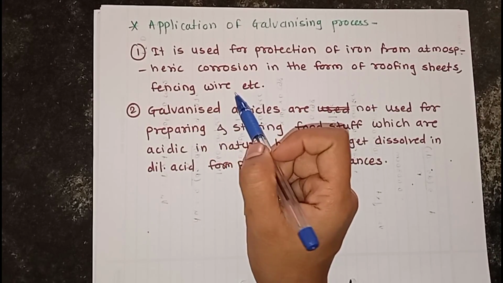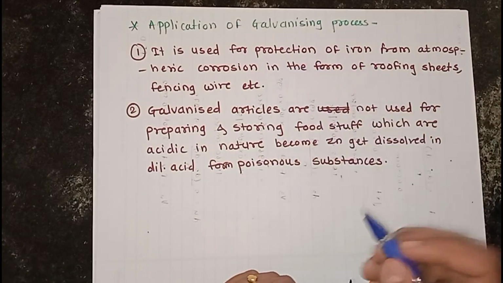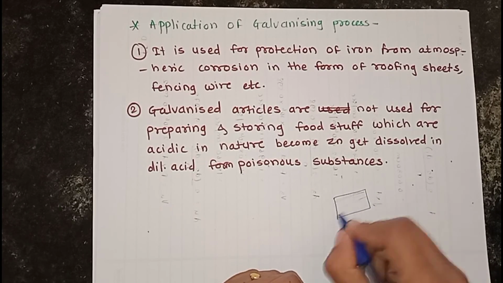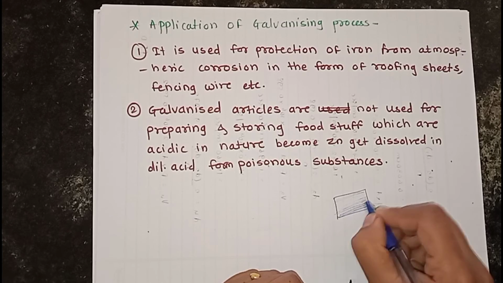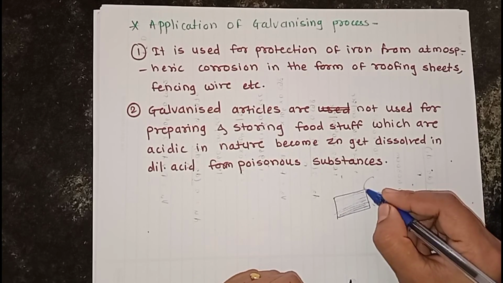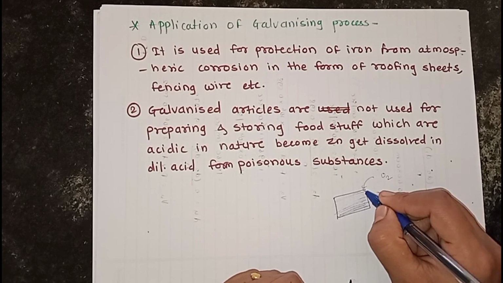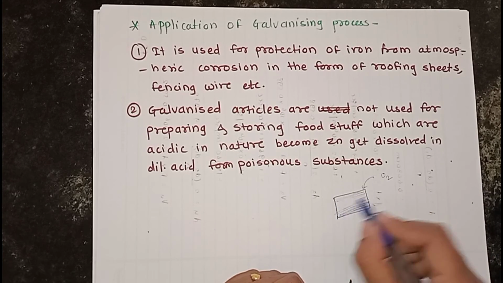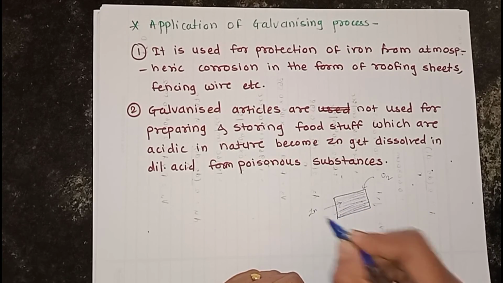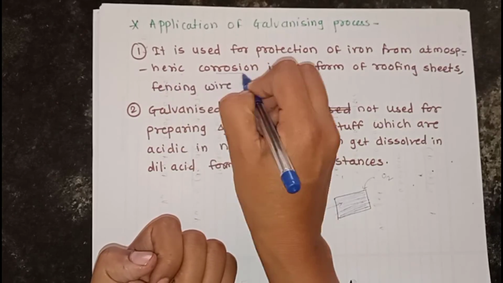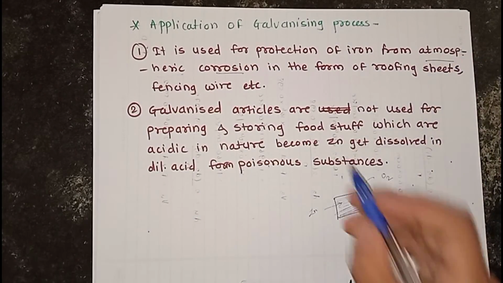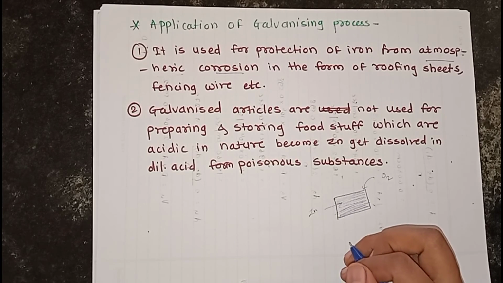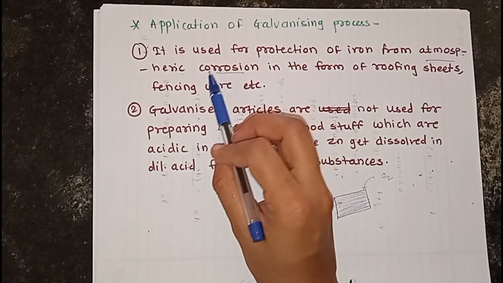fencing wires. This means that once the zinc covering is formed over this iron sheet or iron piece, atmospheric oxygen cannot come into direct contact with the iron because it has a covering of zinc over it. So that's why atmospheric corrosion cannot occur when galvanizing is carried out on the iron surface. Okay, this is the first application.